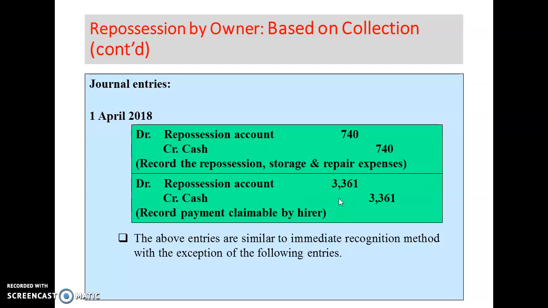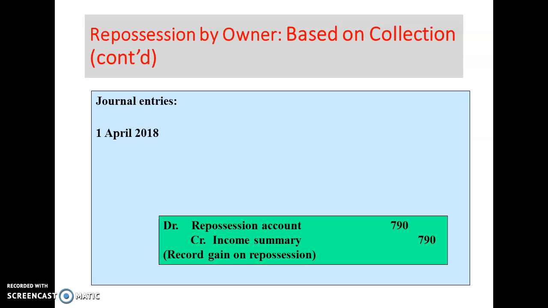And in the repossession account, this is the payment claimable by the hirer. So the owner needs to pay for these differences. So we debit repossession account and credit cash. So they are so similar, right? If you look at that, the above entries are similar to the immediate recognition method, only the following entries differ. So there are additional entries under recognition of profit based on collection. So what are the additional entries that you have to make?